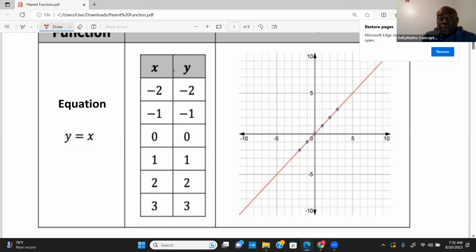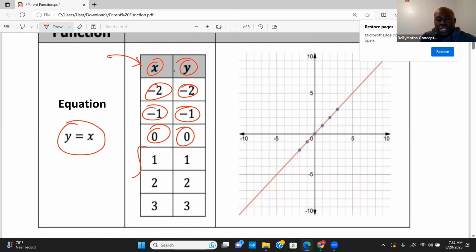The equation of this line, though, is, as you could see, y is equal to x. If we take a quick look at the table here, we're going to notice that because the equation of a straight line suggests that y is equal to x, this is the parent function, then for every x, the y value is the same. For example, if x is -2, y is -2. If x is -1, y is -1. If x is 0, y is 0. And as you could see here, for every x value, the y value is the same. Hence, it is y equal to x, right?